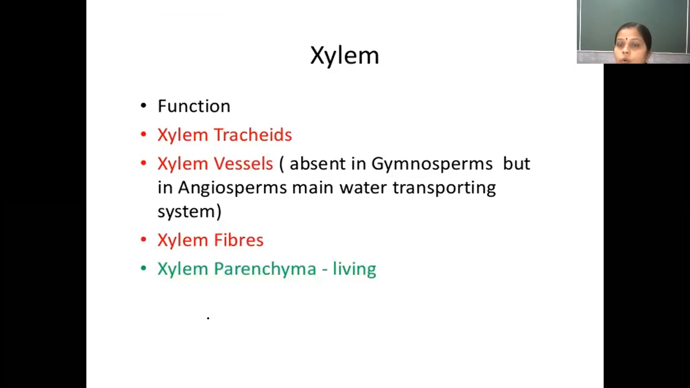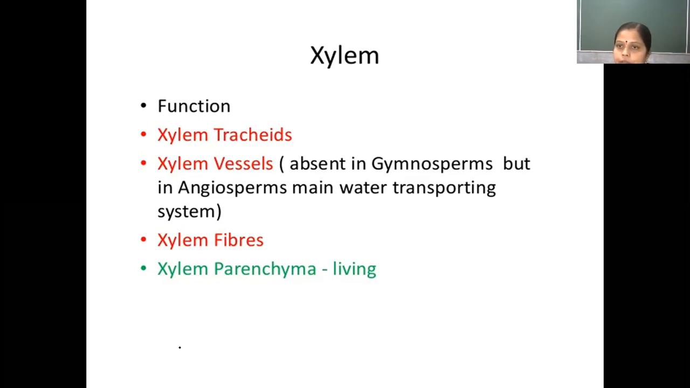One special characteristic here: gymnosperms lack xylem vessels. Xylem vessels are absent in gymnosperms, but we can find them in angiosperms, where they are the main water transporting system. So this may be a CET question: the main water transporting system in angiosperms is, among four options, we can easily choose the xylem vessels.